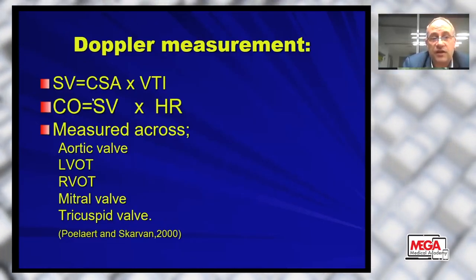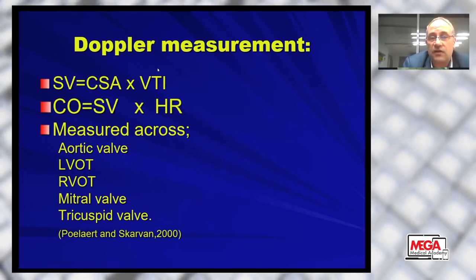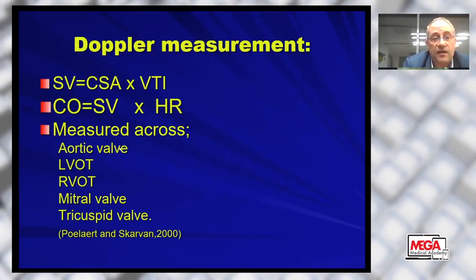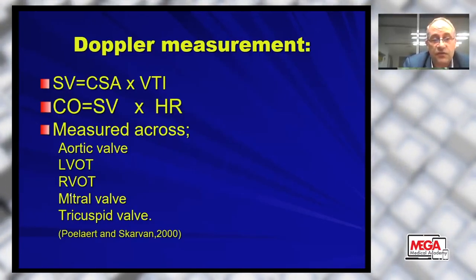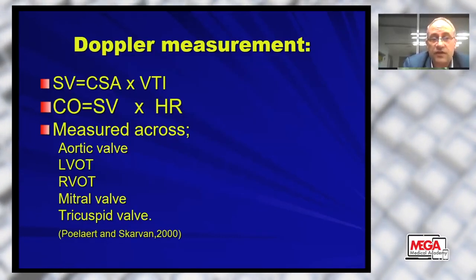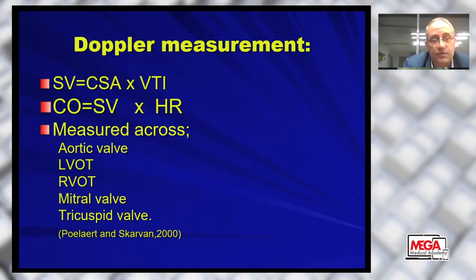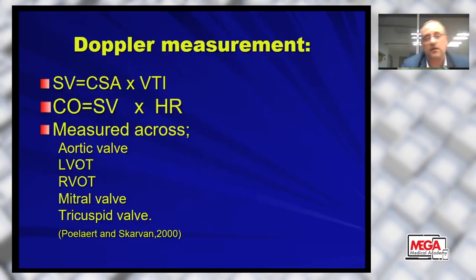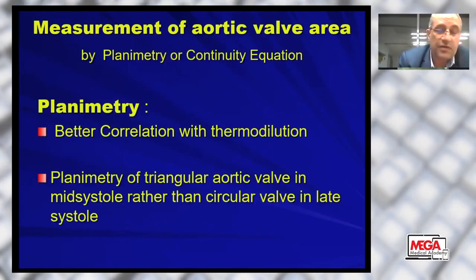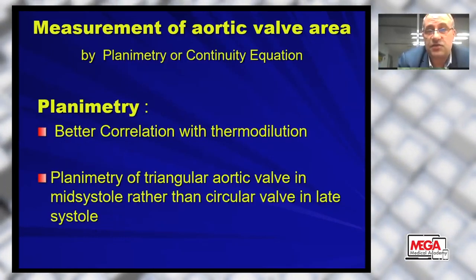I need to measure the cross-sectional area of any orifice with the VTI across this orifice. The most suitable is the aortic valve, then the LVOT, then RVOT, then mitral valve and tricuspid valve. This is because the aortic valve is more uniform and easily measured. The next will be the LVOT, which has similar criteria. So I have a problem of measuring an orifice area, and the second problem is measuring the VTI across this orifice.